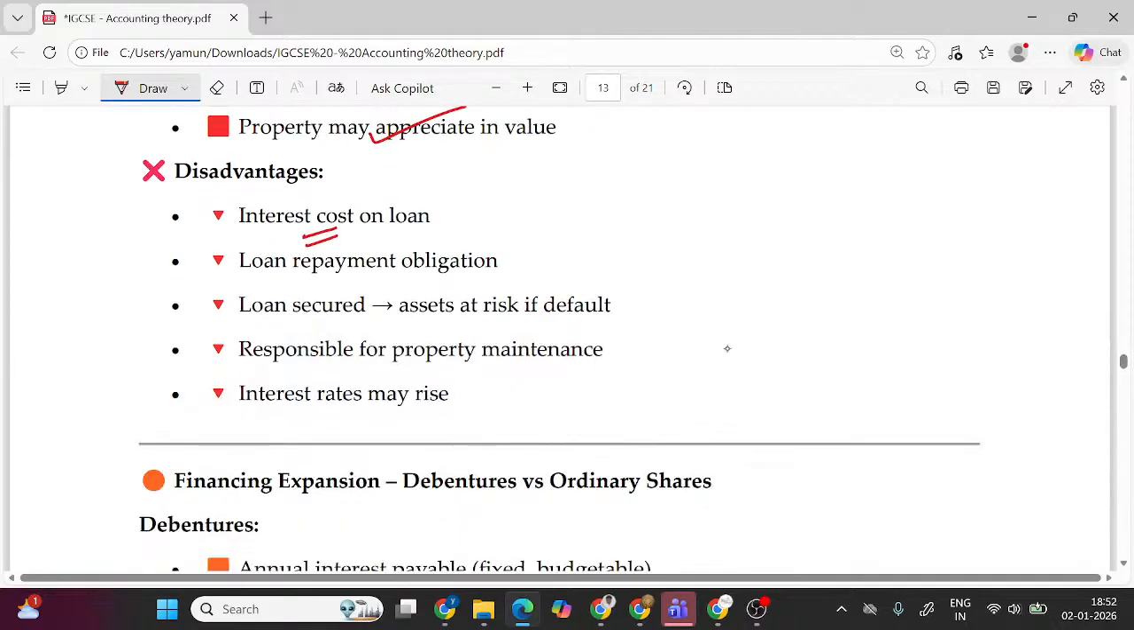Disadvantages: interest cost will be there on the loan. Loan repayment obligation will be there. The loan will be secured, so assets are at risk of default, and you are responsible for property maintenance, and interest rates may rise. Yes, that's a disadvantage.